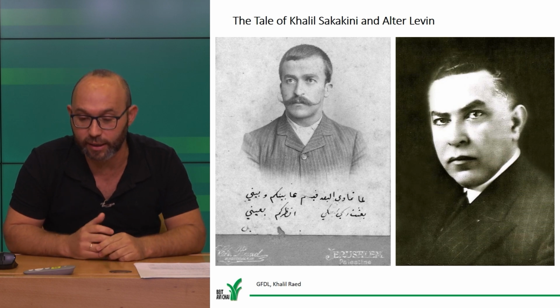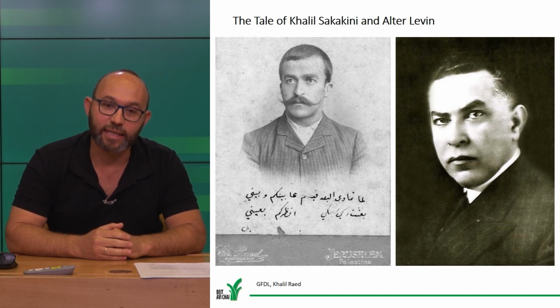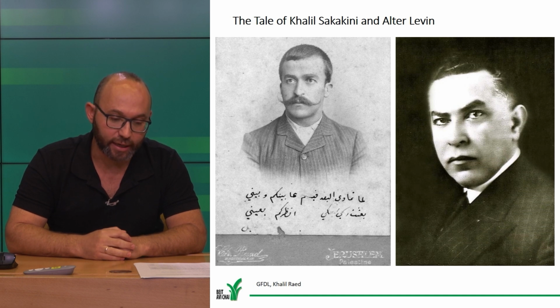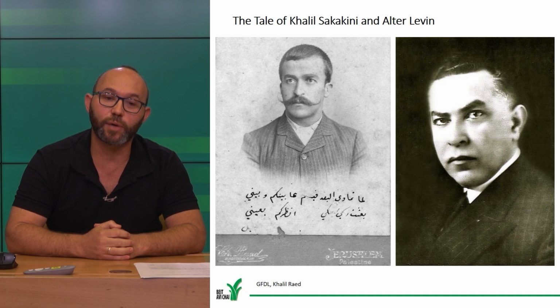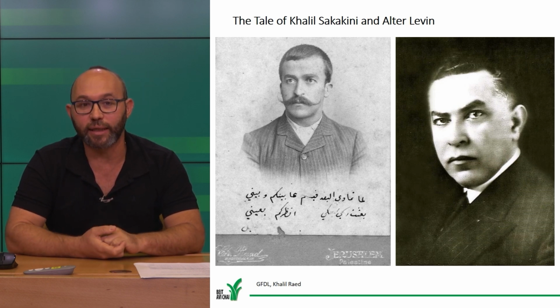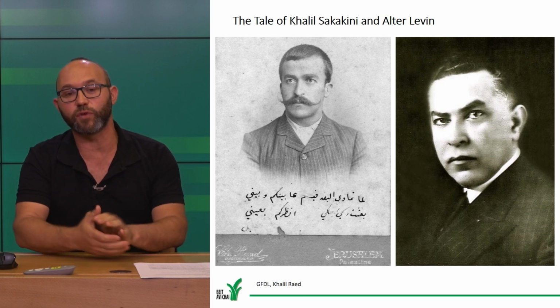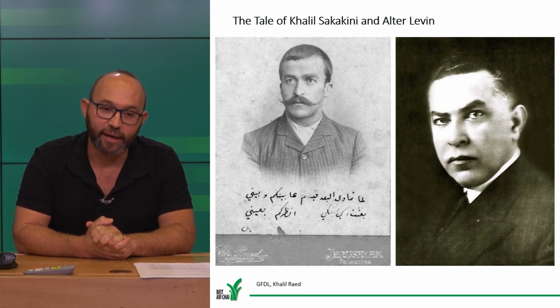Anyone who had citizenship of the enemy states at that stage were expelled or sent to jail. And Alter Levin had an American passport, so he was on the run after the beginning of the war, and he went to hide in several spaces but could not find a space for himself. And then he remembered that he has a friend, Khalil Sakakini.